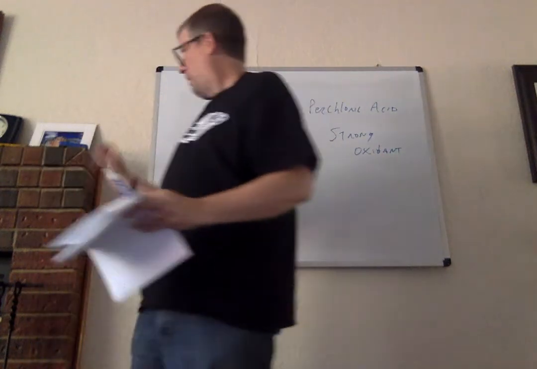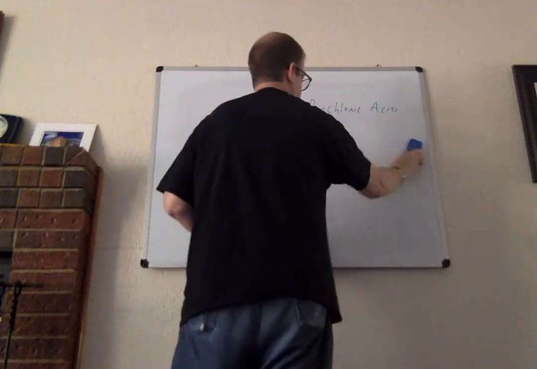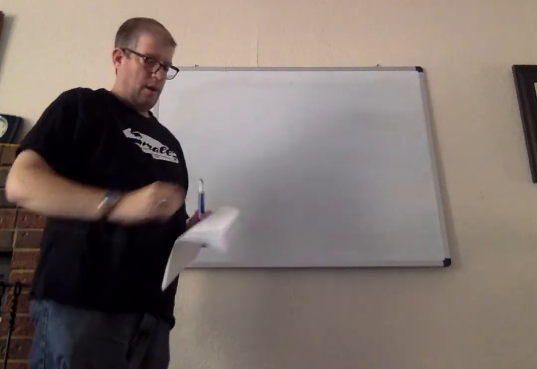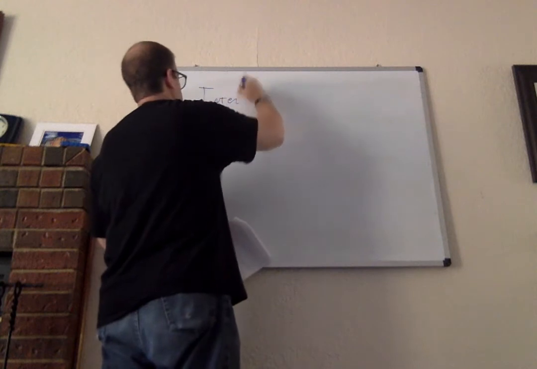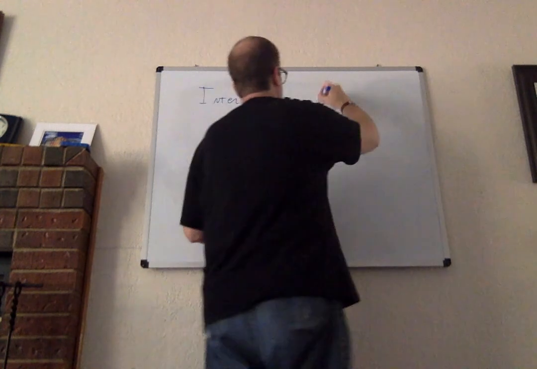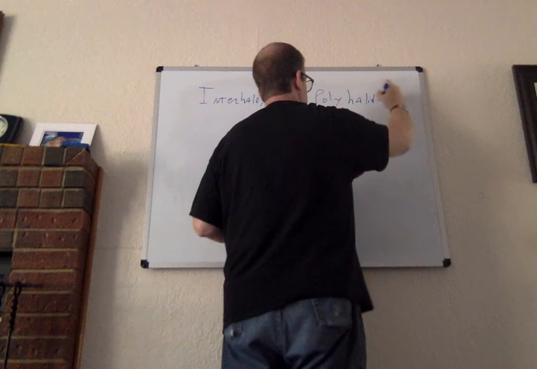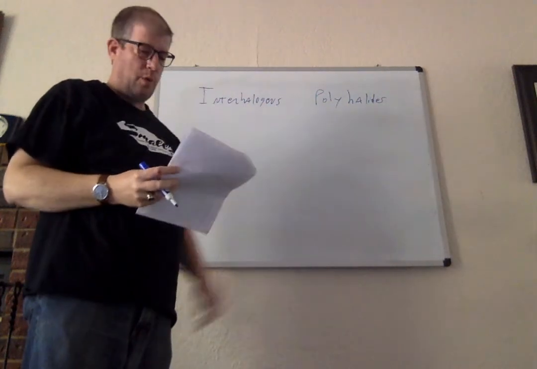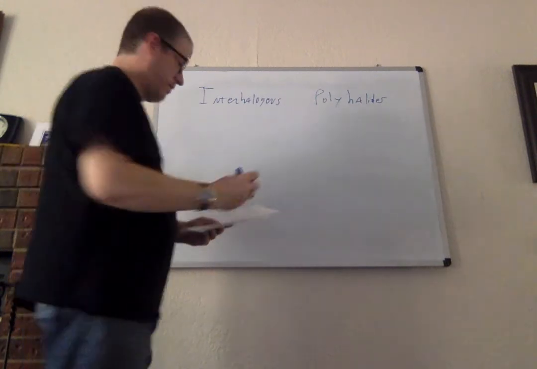So the final thing we'll look at for this topic are the interhalogens and polyhalides, specifically the polyiodides, because that's the most diverse one that there is. And so what are the possibilities of these compounds?